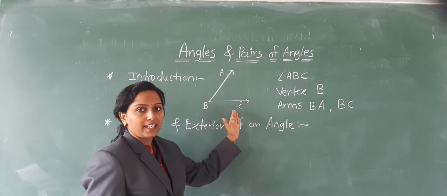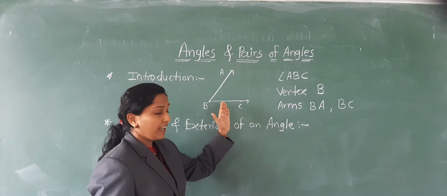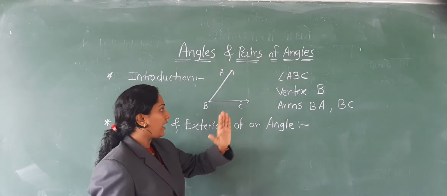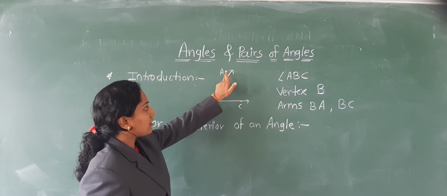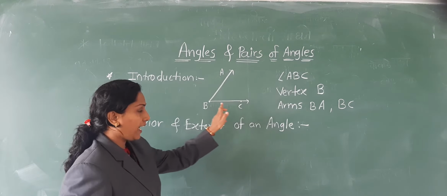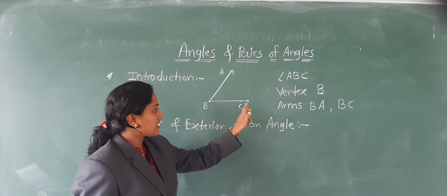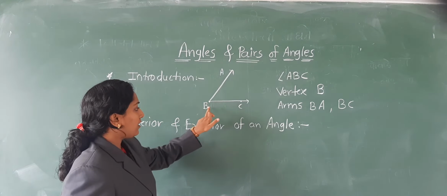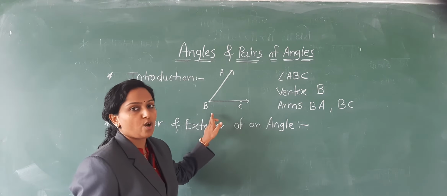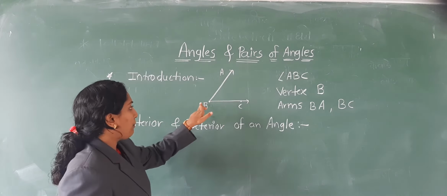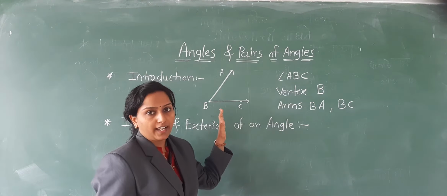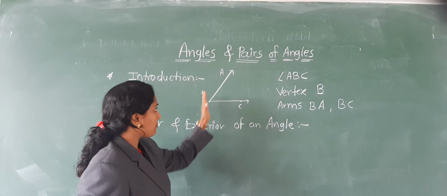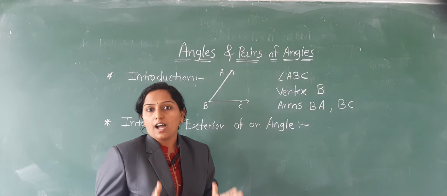Angle. ABC is one type of angle. It is an acute angle because it is less than 90 degrees. Now we can write the angle name as angle ABC or angle CBA also. Point B is the vertex of the angle. BA is an arm of the angle and BC is also an arm of the angle. It means BA and BC are the two arms of the angle.